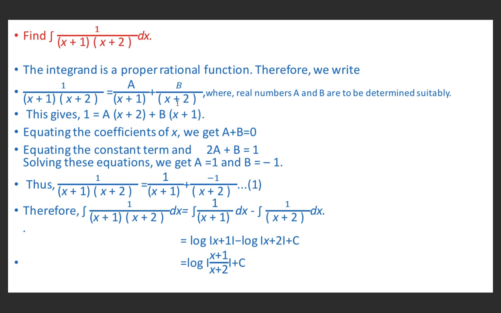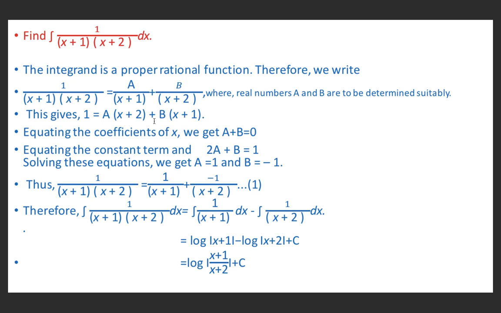So if we take the LCM on the right hand side, the LCM will be (x + 1)(x + 2). So we can write it as a(x + 2) + b(x + 1). Here also the LCM is the same, so we can cancel the LCM from both sides. So on the left hand side we have 1, and on the right hand side we have a(x + 2) + b(x + 1). This you know how to solve.